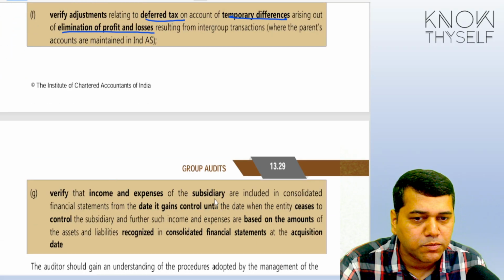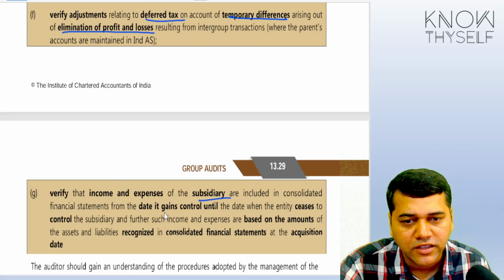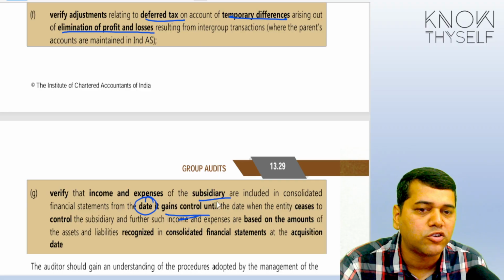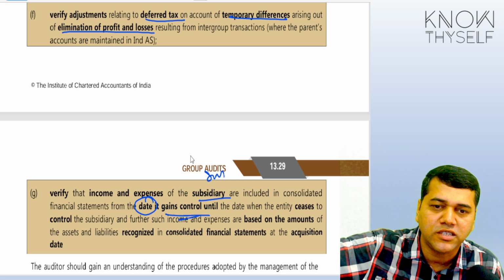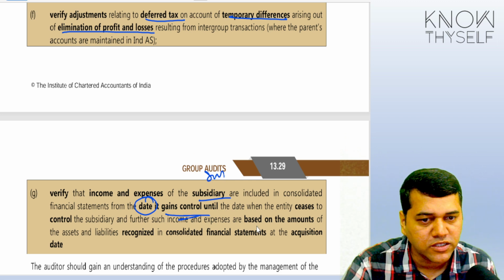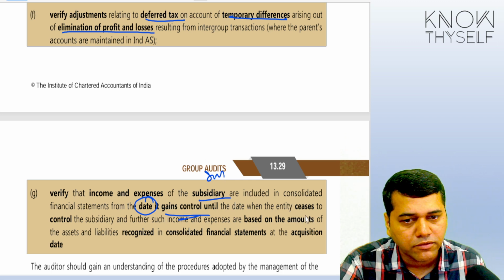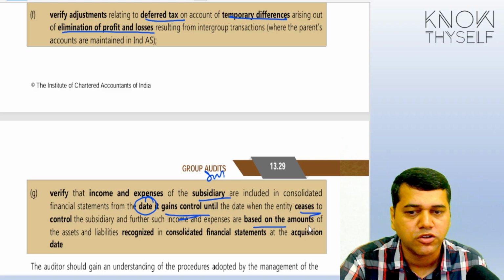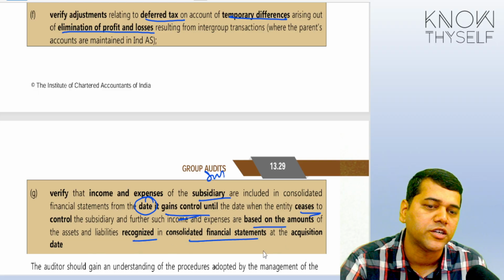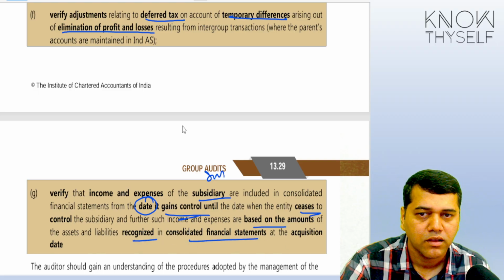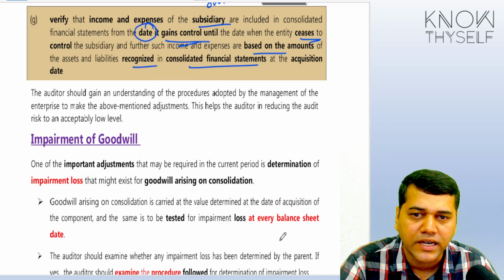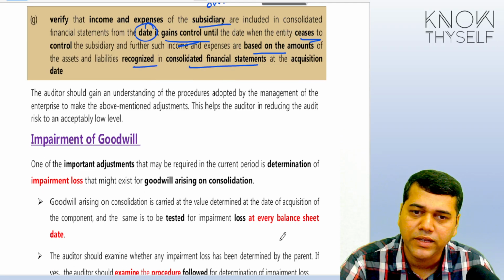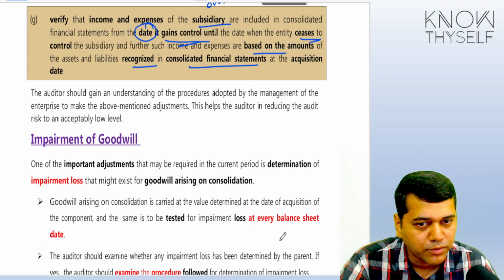Verify the income and expenses of the subsidiary are included in the CFS from the date it gains control. That means subsequent. So pre-acquisition reserves go to P&L, post-acquisition reserves are going to your other equity, and it ceases from the date the control is stopped, based on the amounts recognized in the consolidated statement at the acquisition date. Okay, so any 4 or 5 points you can talk about. So I hope it's very clear, friends. Very easy also to remember.